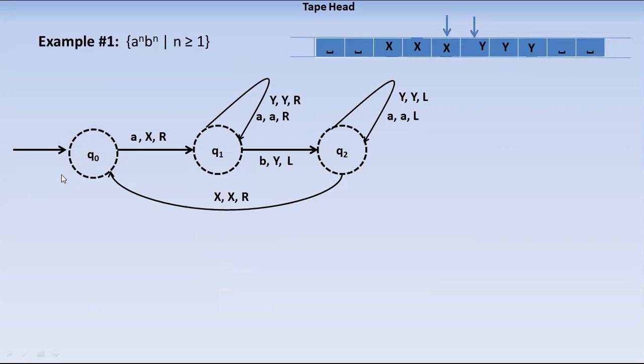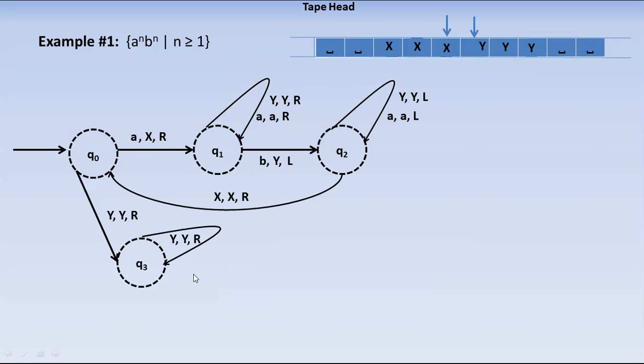And if we find Y, then what do we have to do? We have to go to a new state, say Q3. It replaces Y with Y and moves towards the right. And on state Q3, if we find a blank, then we need to move to the accepting state.